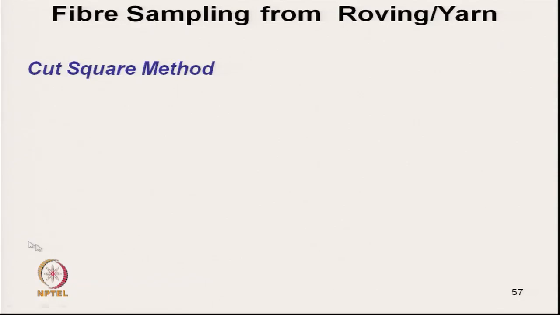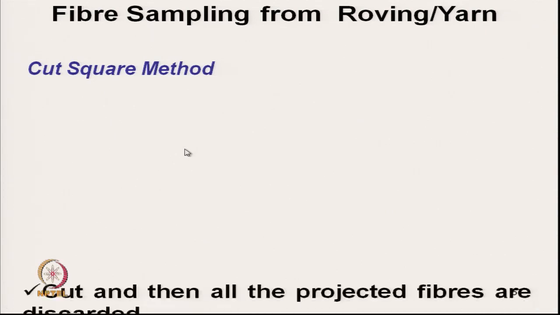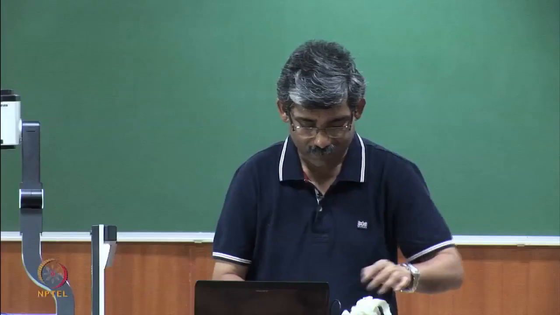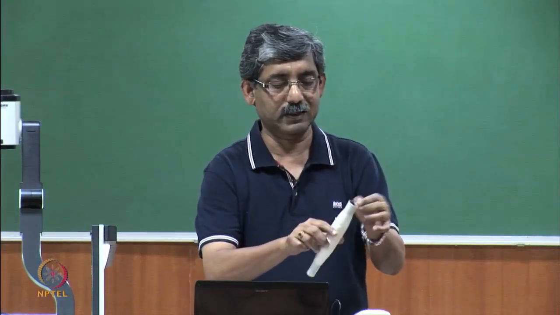A similar technique is used for roving or yarn, and we can even use it for sliver also. This technique is known as the cut square technique. As the name suggests, we have to cut the end of the strand, and then all projected fibers are discarded. Suppose this is the yarn. We have to take the sample from the yarn. First, we cut it.